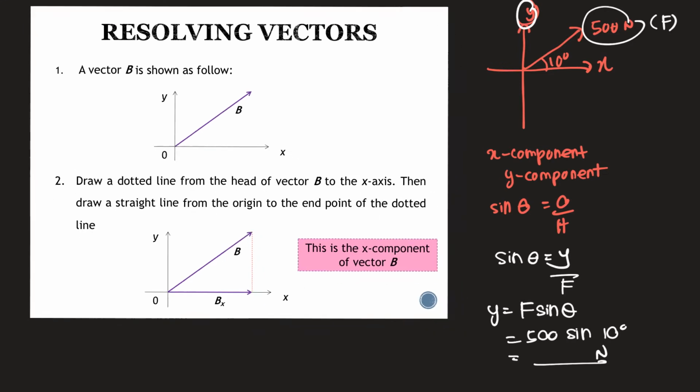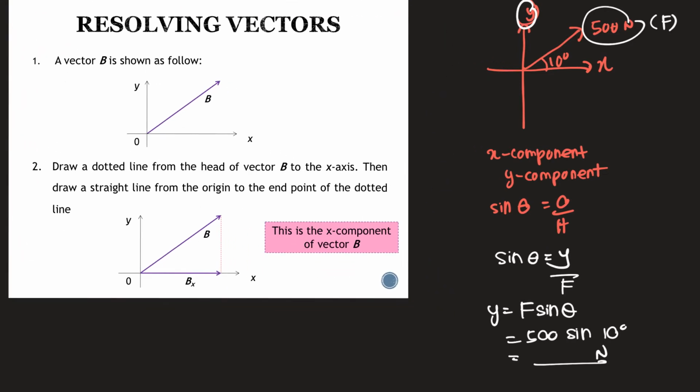For the x component, you know that cos theta is basically adjacent over hypotenuse. So when you put it, cos theta is adjacent, which is going to be x, over hypotenuse, which is going to be F. So when you put it, it's going to be what?